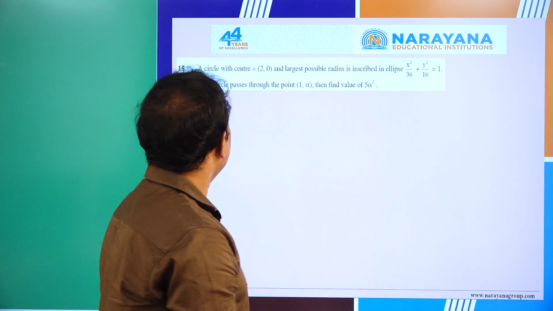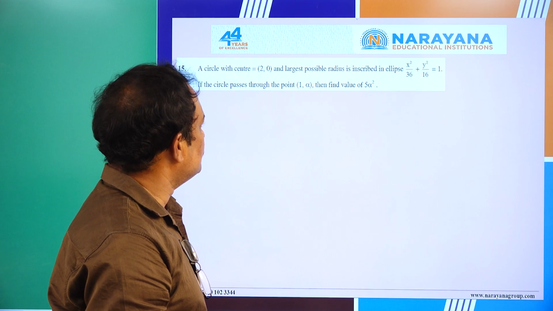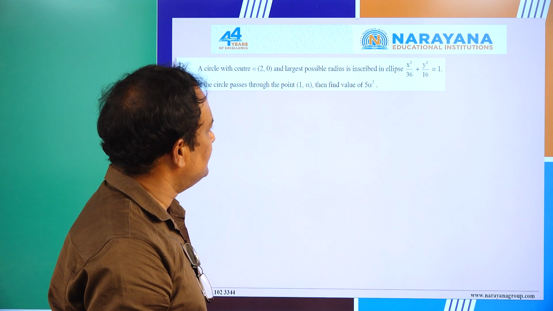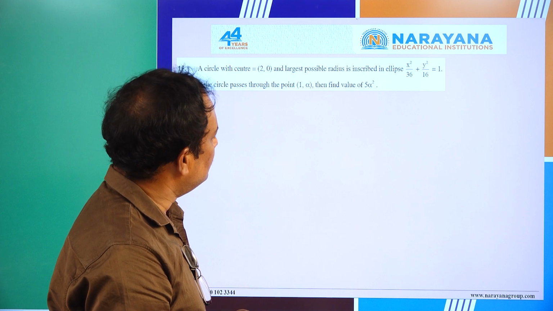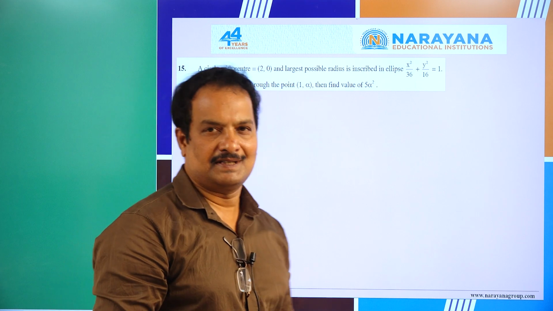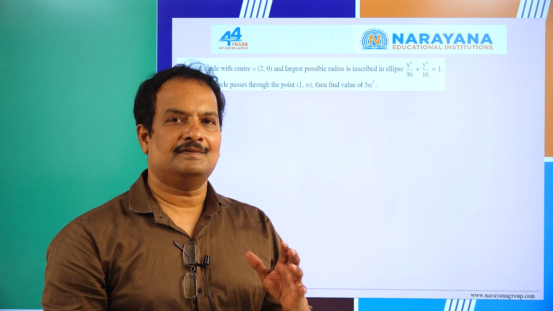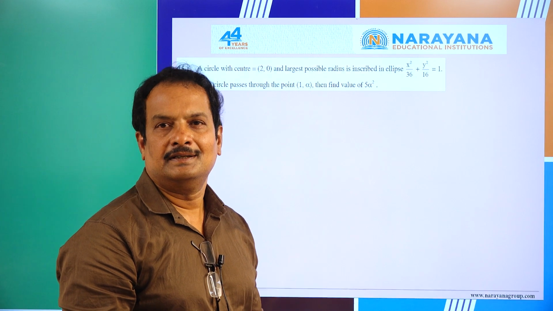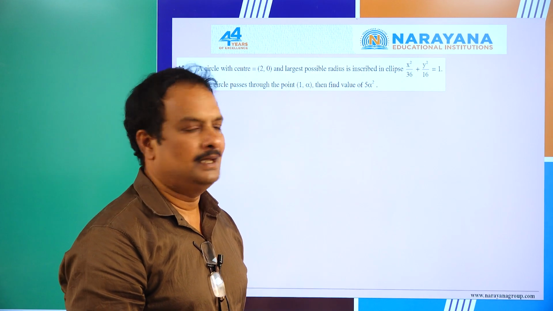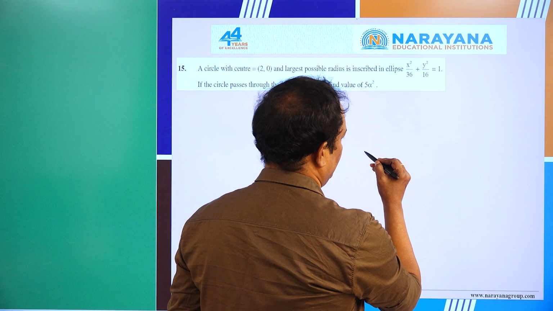So in this case, a circle with center at (2, 0) and largest possible radius is inscribed in the ellipse. If the circle passes through the point (1, alpha), then what is the value of 5 alpha square? In this case, the center of the circle was already given. It is an ellipse with a greater than b. So let us take a rough diagram for this one.